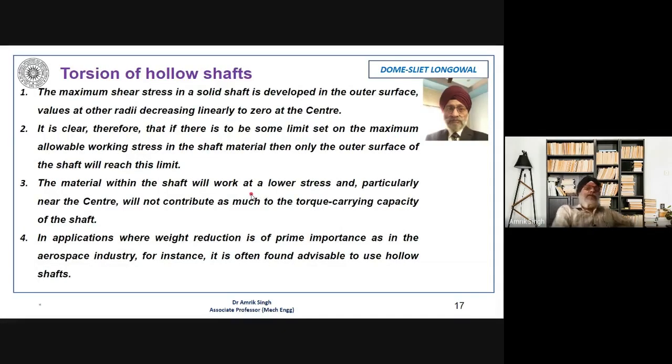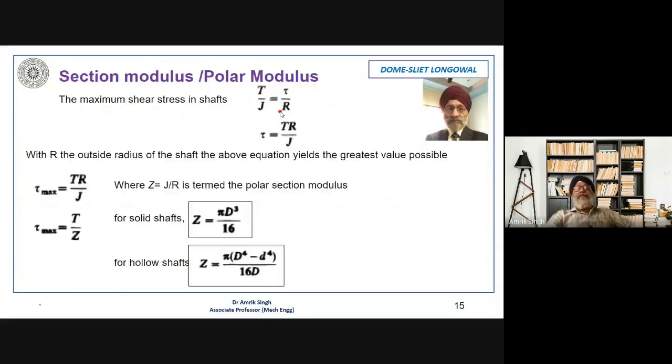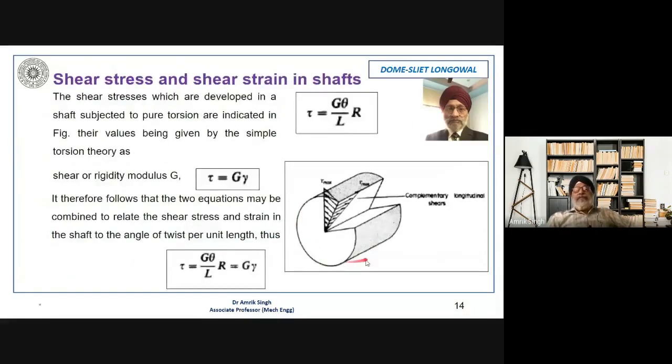Now, torsion of the hollow shaft. So we take the derivation of the hollow shaft now. The maximum shear stress in the solid shaft is developed at the outer surface. Values at the other radii decrease linearly to 0 at the center. This we have seen. If you see here, it is 0 here and it is maximum here. That means it varies linearly. And you can see from here also, tau is directly proportional to the radius.